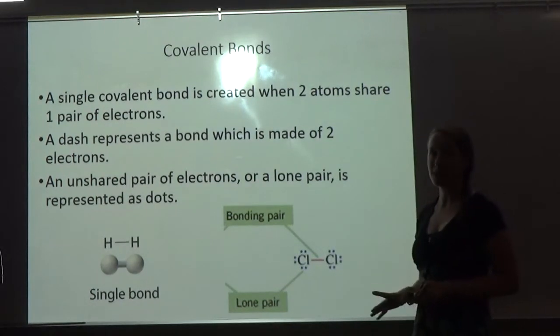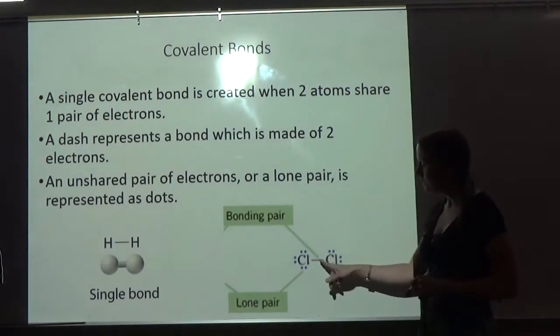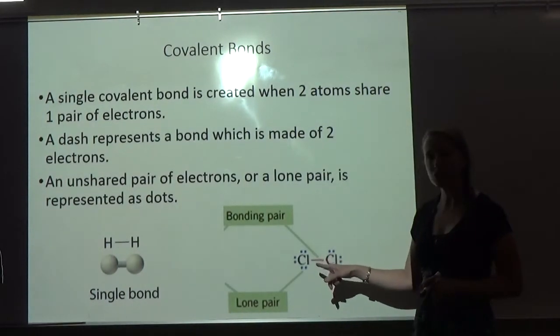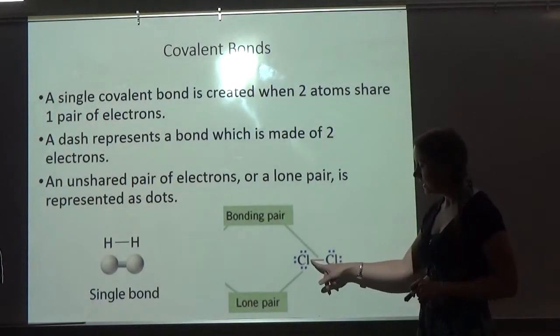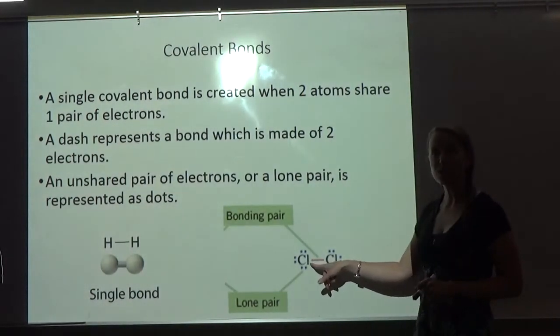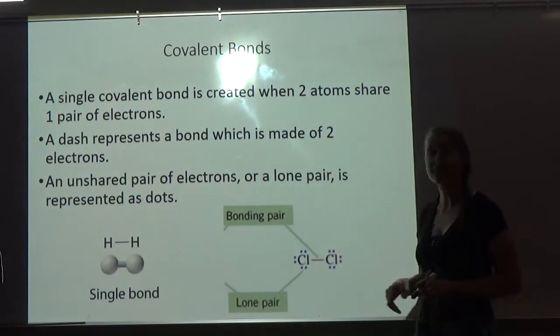I am super picky about this, so again, if you're not in my class, you may want to check with your teacher. Some people will draw the bond as 2 dots in between the elements. I do not count that. If it's a bonded pair of electrons, it needs to be drawn as a dash. If it is a lone pair of electrons, then you draw it as dots.